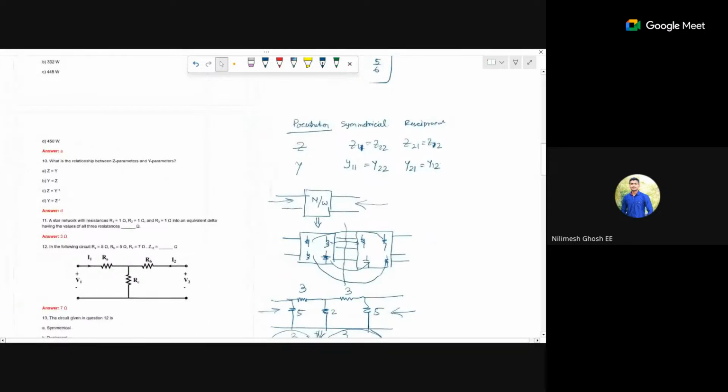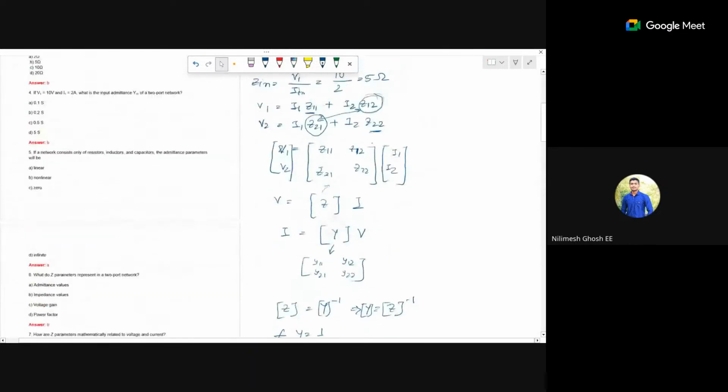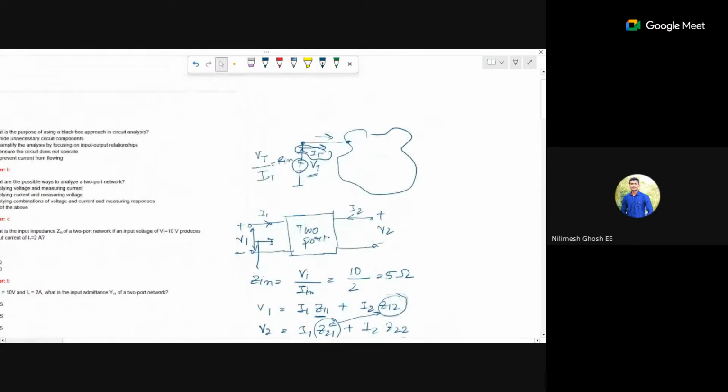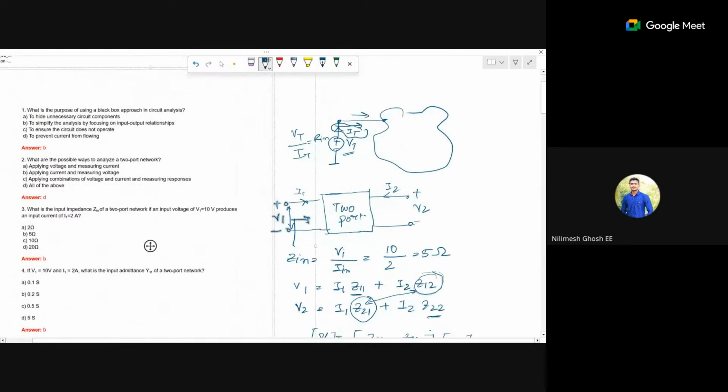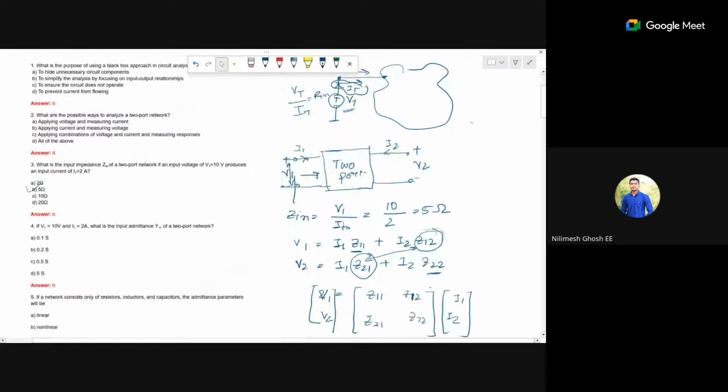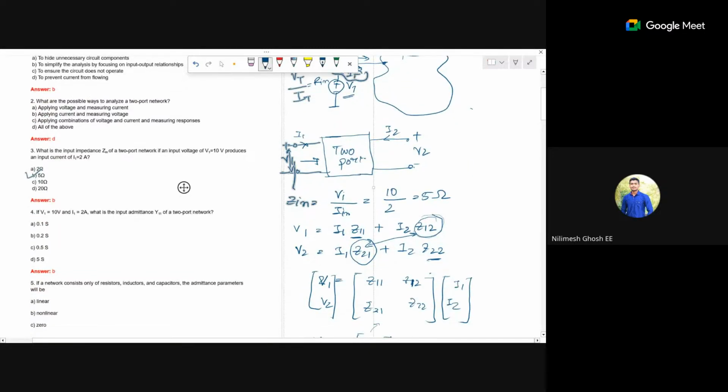Now with this base I will try to solve the questions. Obviously Zin will be 10 by 2, that will be 5 ohms. Now what will be this one? What will be this one?